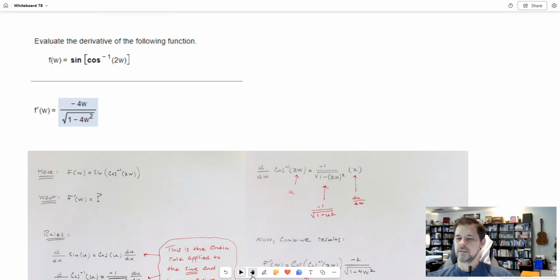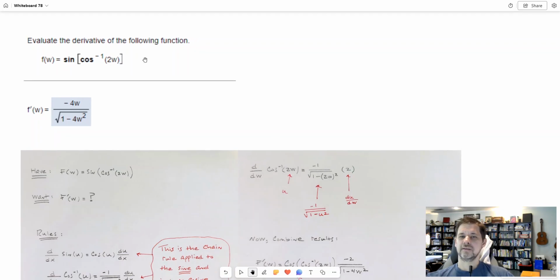Hello everybody. So let's solve this problem, which involves finding the derivative of a function where inside that function we have an inverse trig function. Okay, so I think there's a lot going on here, but if we look at each rule that's involved individually, then I think you could learn to solve the same kind of problem.